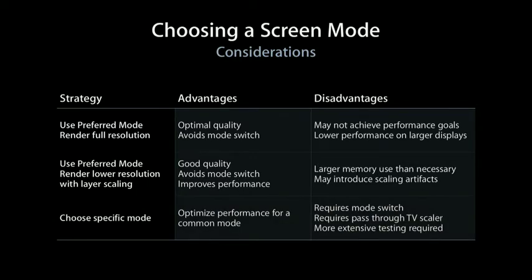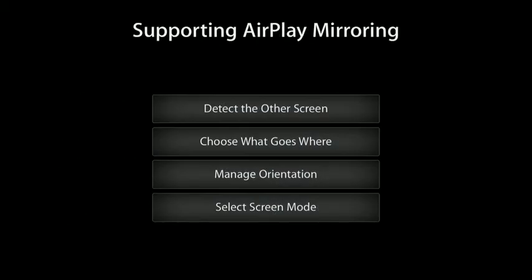So you might choose a specific mode. If you do this, you may still have a display that doesn't support the mode. So you'll need to test a lot more, and in any case, you'll have a mode switch, and you'll probably be going through the TV scaler. So those are the 4 steps to supporting AirPlay mirroring. Detect the other screen, choose what goes where, manage orientation, and select the screen mode.